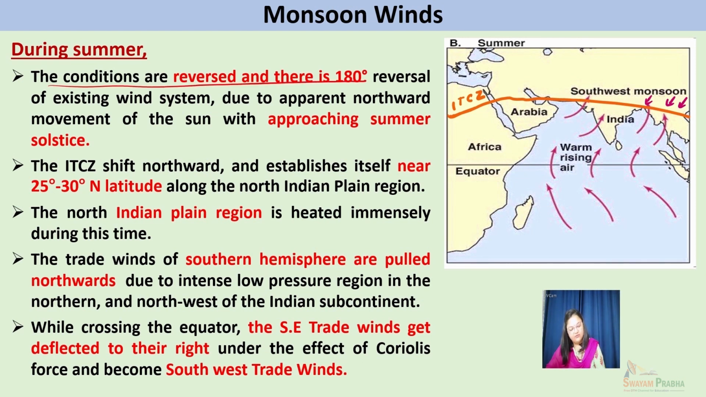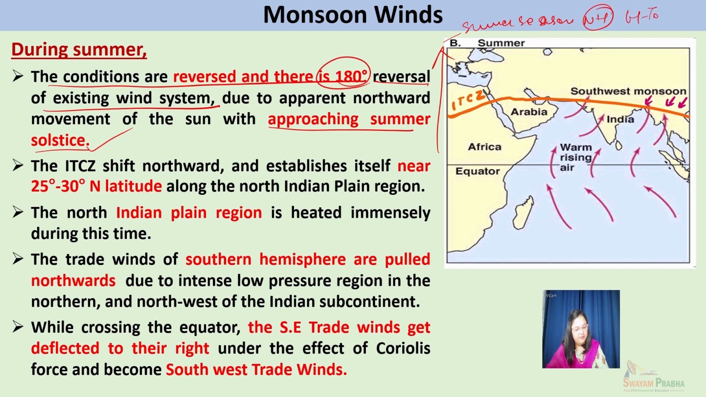The conditions are reversed and there is a 180-degree reversal of the existing wind system due to the apparent northward movement of the sun with the approaching summer solstice in the northern hemisphere. So with the summer season in the northern hemisphere, you have high temperature and low pressure conditions, due to which all the pressure belts shift northward, and contrary to this, you have high pressure conditions in the southern hemisphere due to low temperature.